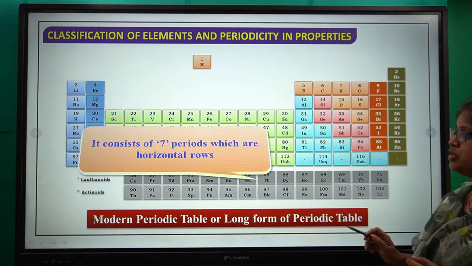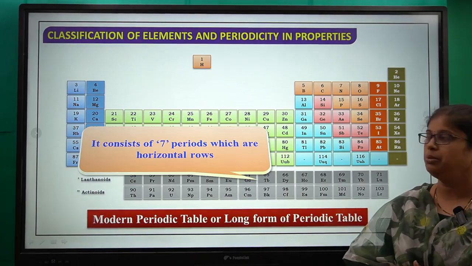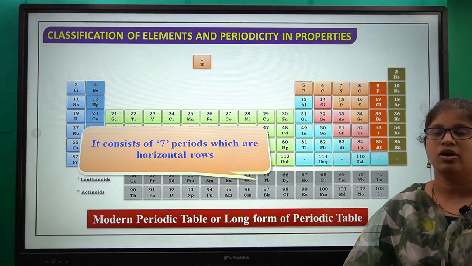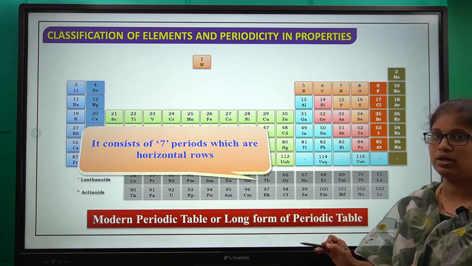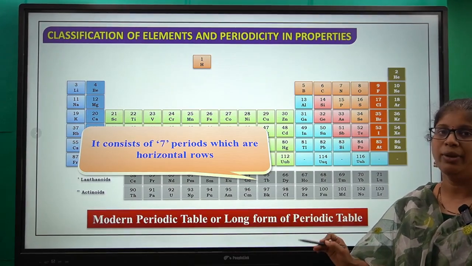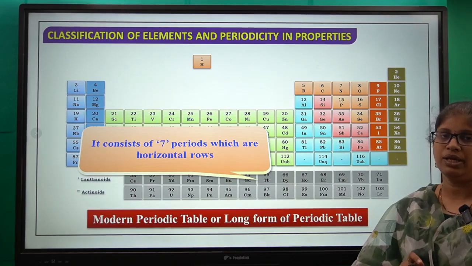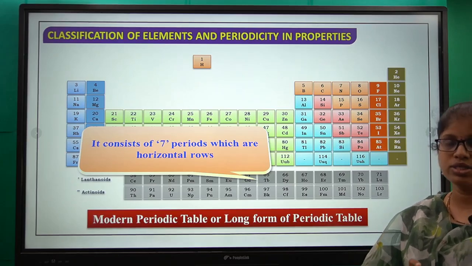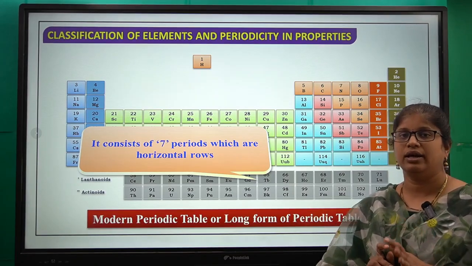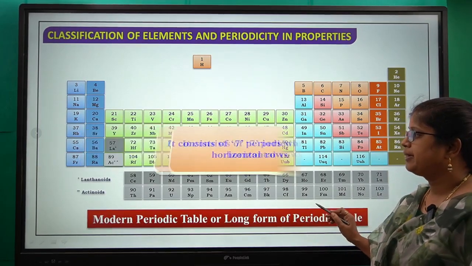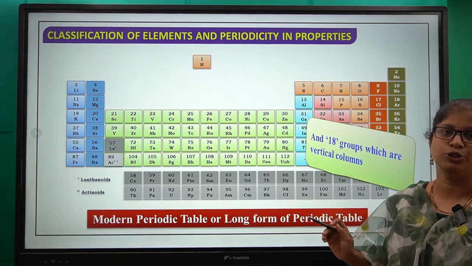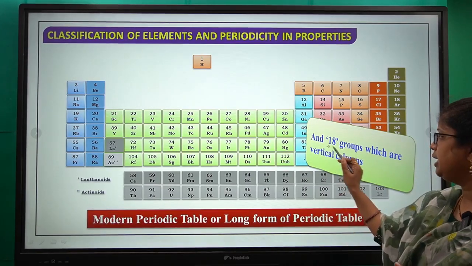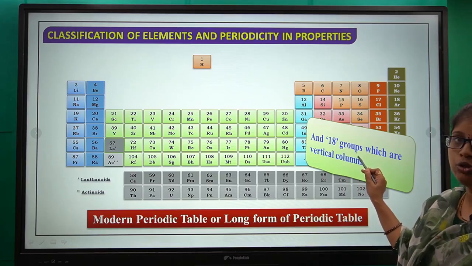Next, it consists of 7 periods. So periods means horizontal rows. Okay, so the horizontal rows are called periods. How many periods are there? 7 periods. Next, vertical columns are called groups. How many groups does it have? 18 groups.